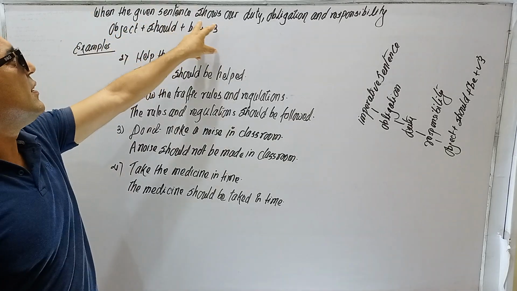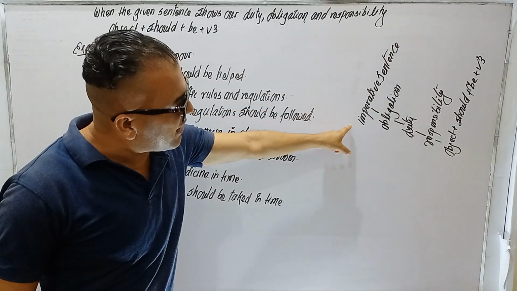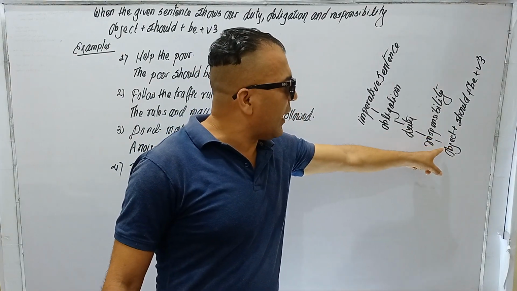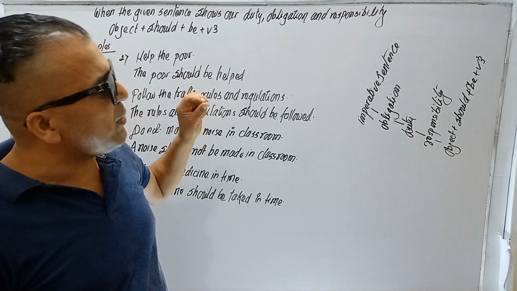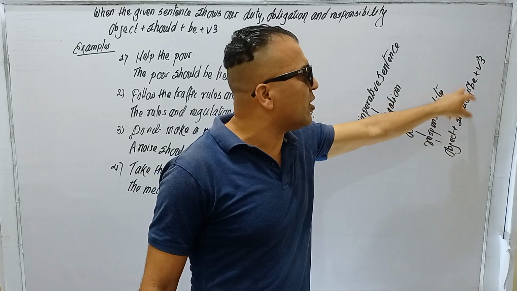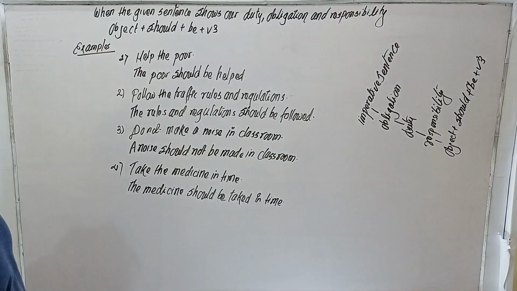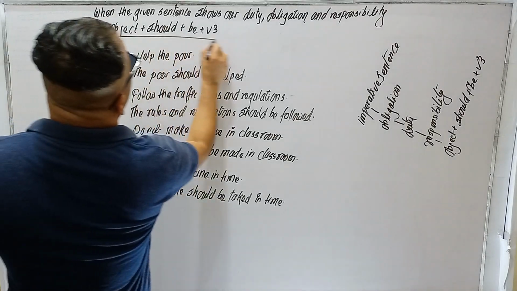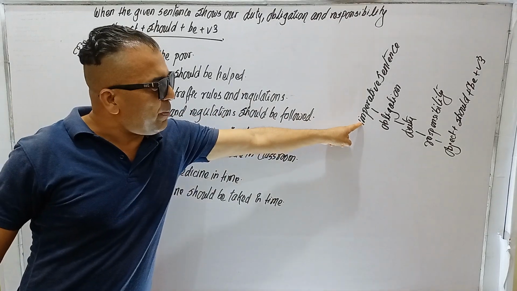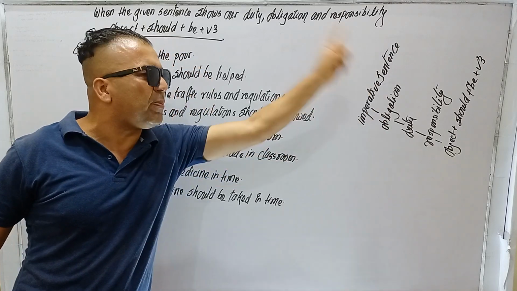When the given sentence shows our duty, obligation, and responsibility in an imperative sentence, at that time the passive form is object plus should plus be plus P3. This is the formula.